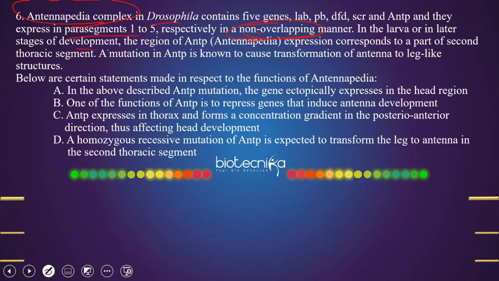Now in the larva or in later stages of development, the region of antennapedia expression corresponds to a part of the second thoracic segment. Roughly a Drosophila body has head, thorax and abdomen. In the thorax there are 3 segments, T1, T2, T3. T2 is the second thoracic segment. A mutation in antennapedia is known to cause transformation of antenna to leg-like structures. Because of its mutation, you get leg-like structure instead of antenna. That's why it's called pedia. Pedia means leg.